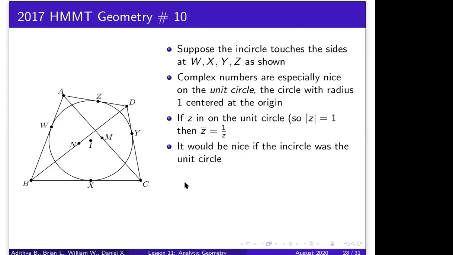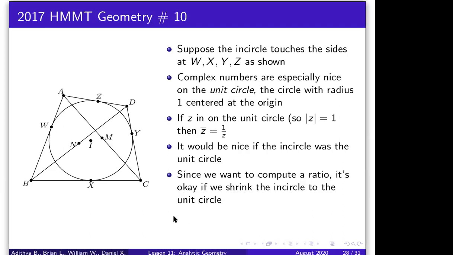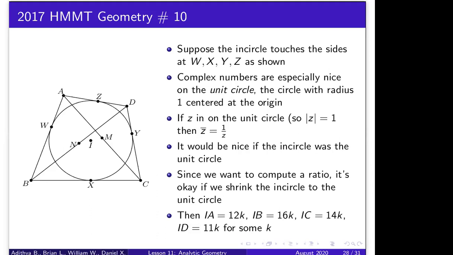So as noted earlier, since we want the incircle to be the unit circle, and all we're looking for is a ratio, let's just shrink everything down to the unit circle. In particular, the lengths IA, IB, IC, ID, which we were given, will change, but they'll change in the same ratio. So if the scale factor is k, then we can just write 12k, 16k, 14k, and 11k. Any questions so far? This first slide was basically just an explanation that it would be nice if the incircle is the unit circle, and since we want a ratio, let's just scale it down to the unit circle.